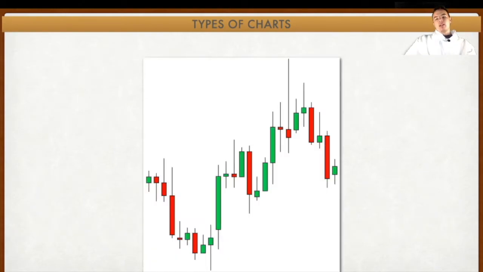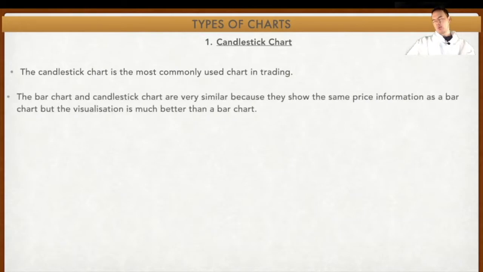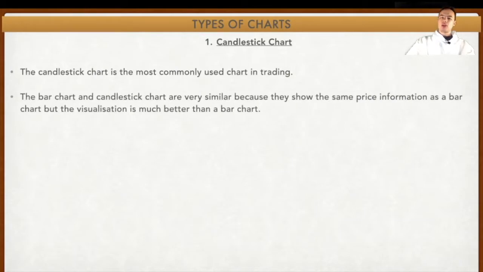Now, this is the first one. This is the candlestick chart. So, most commonly used. Like I said, the majority of traders use the candlestick chart, but why? The bar chart and the candlestick chart are very similar because they both show the open, the high, the close, and the low of price. It's just that the visualization of the candlestick chart is much better and much more pleasing to the eye than your bar chart.